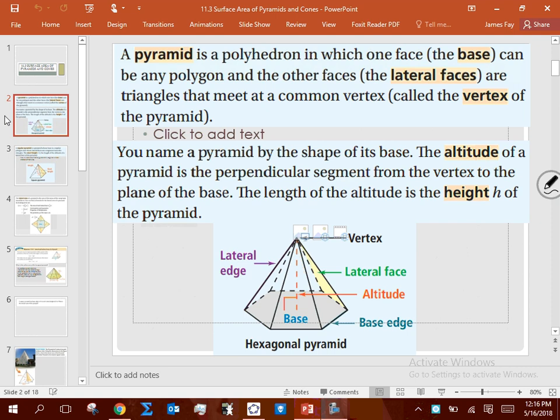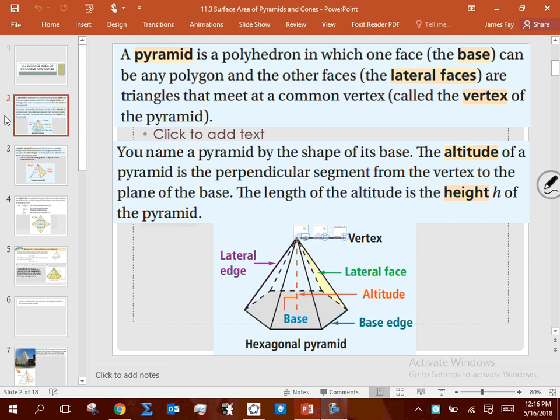Okay. All the other faces of the pyramid are referred to as lateral faces, and they meet at a common vertex. And that vertex is referred to as the vertex of the pyramid. And you see in the bottom picture down there, obviously the base is the hexagon. All the triangles are what we call our lateral faces. And if we look at all those triangles and look at the fact that all meet up there at the top, at that vertex, we call that the vertex of the pyramid.